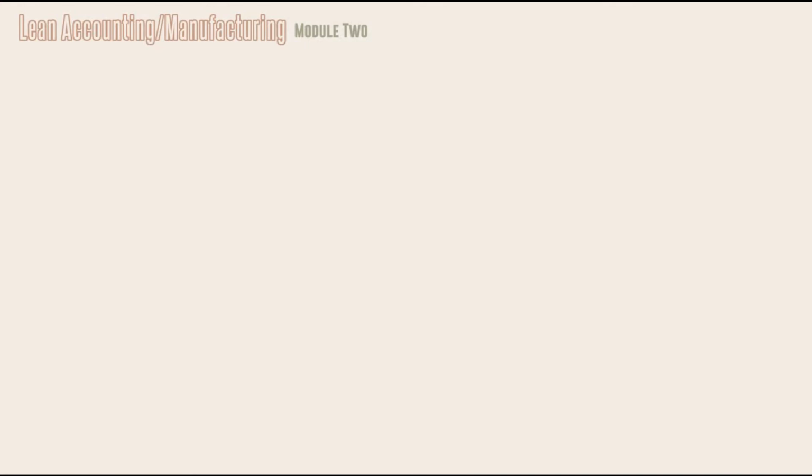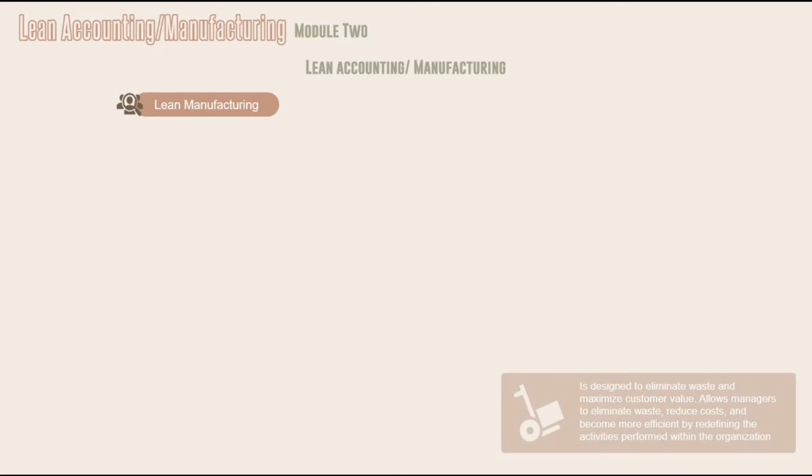So, what is lean manufacturing? Lean manufacturing is designed to eliminate waste and maximize customer value. It allows managers to eliminate waste, reduce costs, and become more efficient by redefining the activities performed within the organization. The key points of lean manufacturing are maximizing customer value and eliminating waste. Now, let us dig in deeper with the latter, which is eliminating waste.